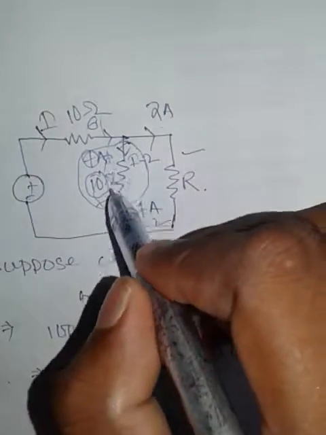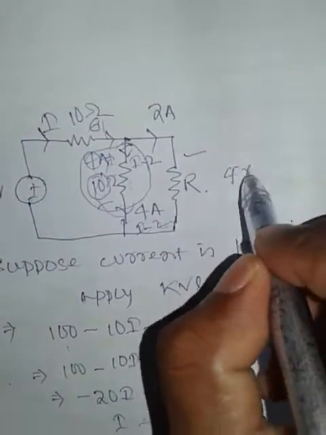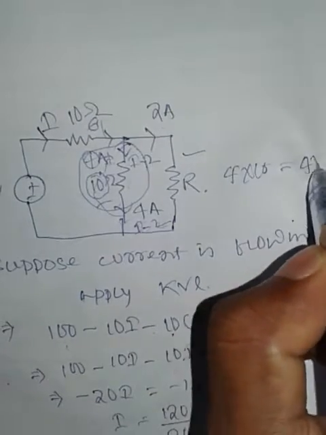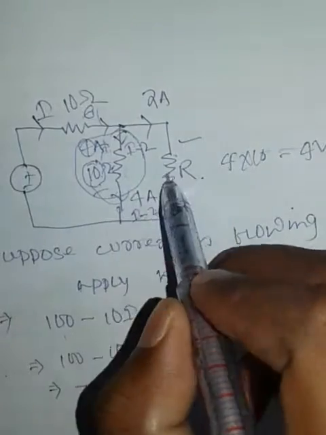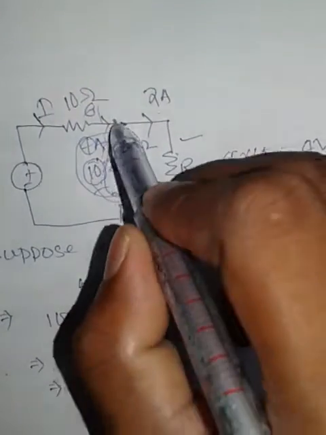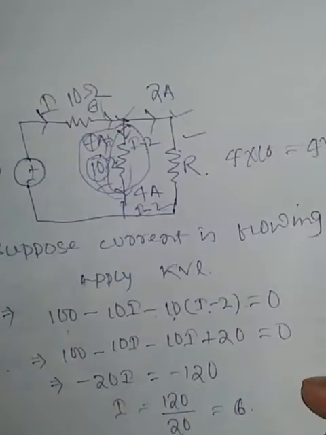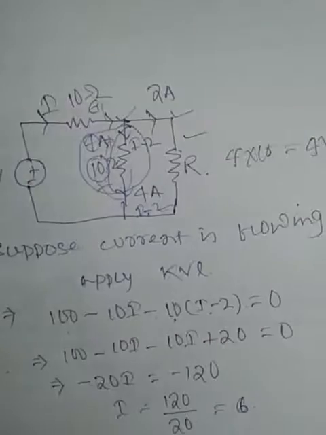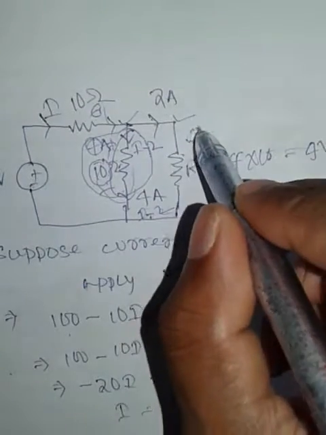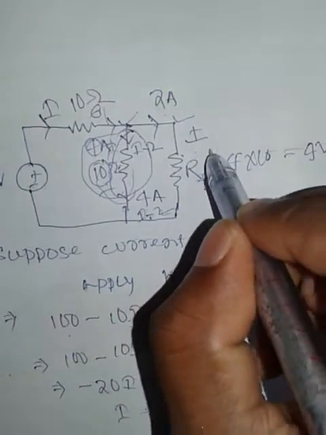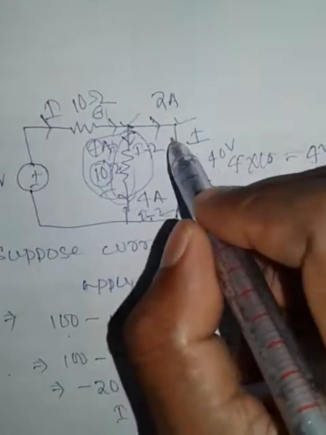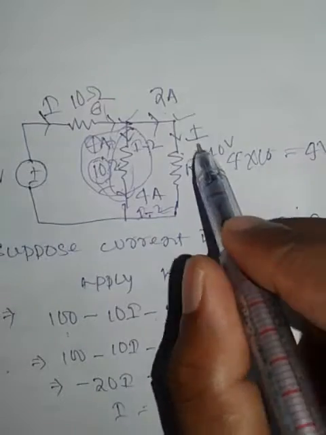So the voltage drop across will be 4 into 10, which is 40 volt. But let's see these two resistances, they are connected in parallel and no resistance in between them. So the voltage across this is equal to the voltage across this also, same voltage. So the voltage across will be 40 volt. So current is flowing here, 2 ampere.